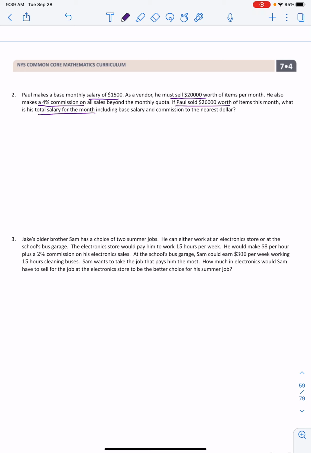Well, we have to first subtract what he sold for the month minus what he must sell every month. So he's going to get commission on $6,000 of what he sold. That's over and above his monthly quota. So now he's going to get 4% commission on that.